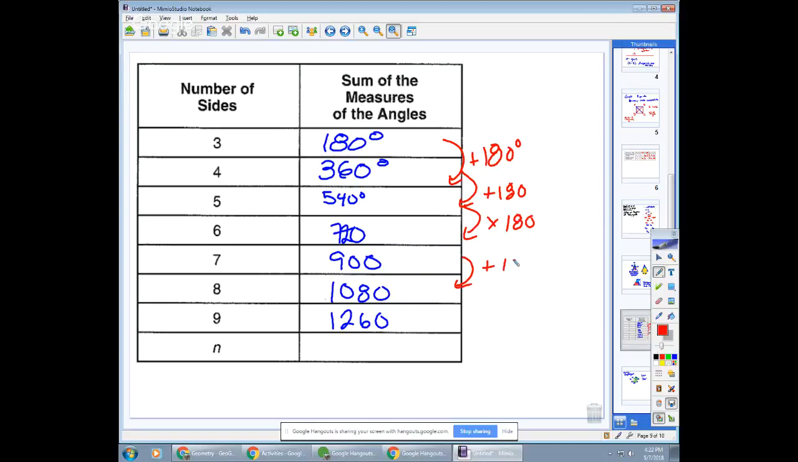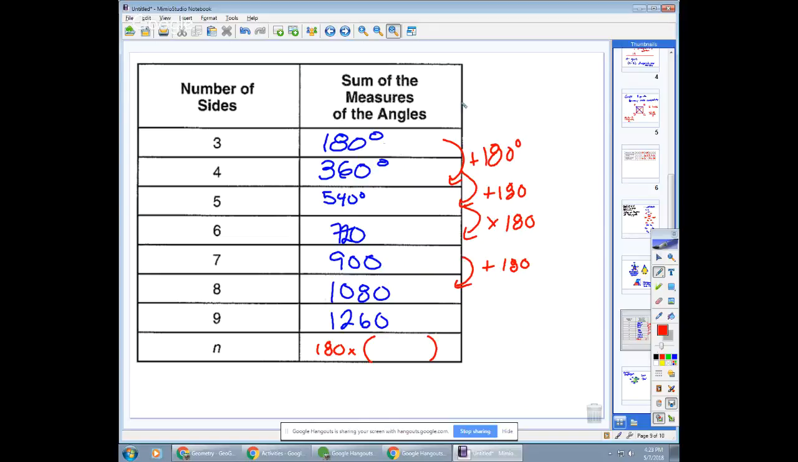So would you agree I'm adding 180 over and over again? So what's repeated addition? Yeah, so the formula has to have something to do with 180 times something. And the question is, what do I multiply? Well, if I take 3 sides, what times 180 equals 180? 1. Okay. If I have 4 sides, what times 180 is 360?